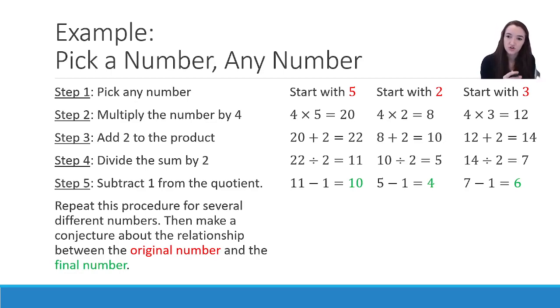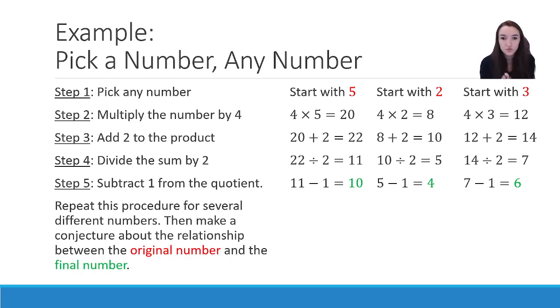Okay? And I start with 2. 4 times 2 is 8. Plus 2 is 10. Divided by 2 is 5, minus 1 is 4. And I start with 3. 4 times 3 is 12. 12 plus 2 is 14. 14 divided by 2 equals 7. 7 minus 1 is 6.